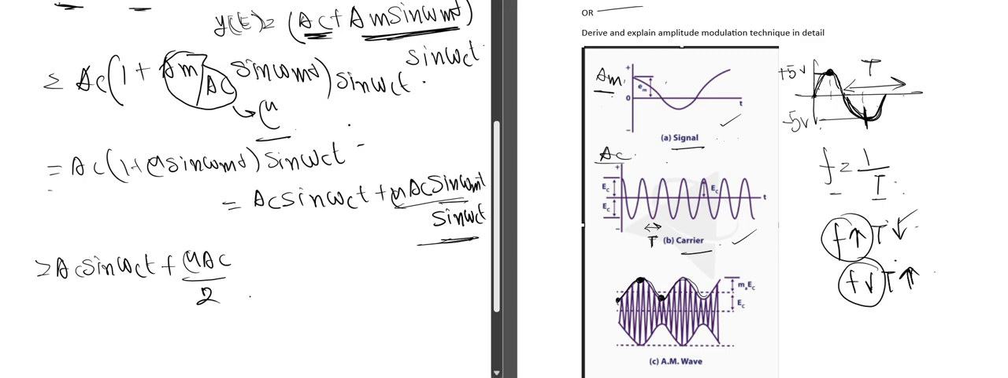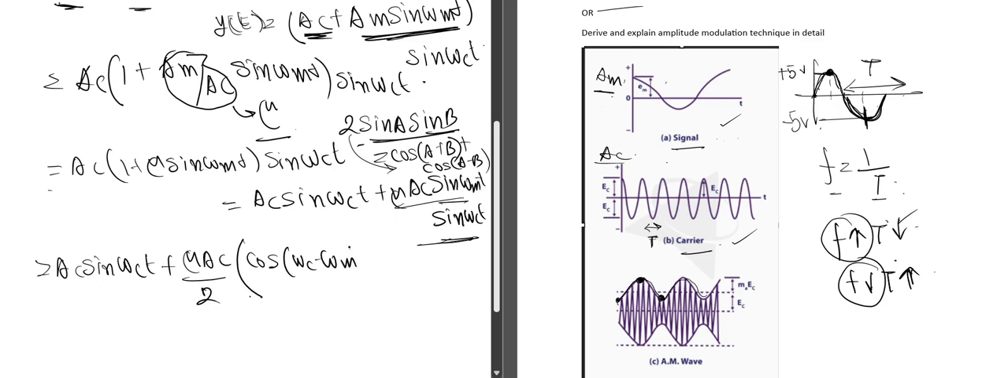Basically the formula was 2 sine A sine B is equal to cos of A minus B minus cos of A plus B. So here the sine A sine B term is present, so this 2 will come here as 1 by 2. So we will get mu A_c by 2 cos of (omega_c minus omega_m) t, plus cos of (omega_c plus omega_m) t.